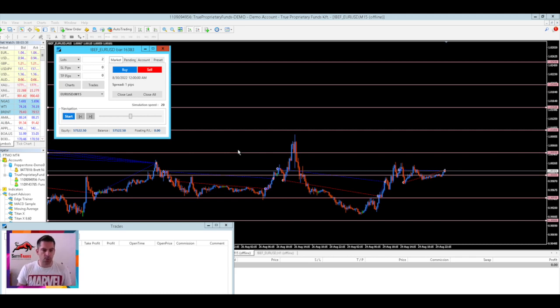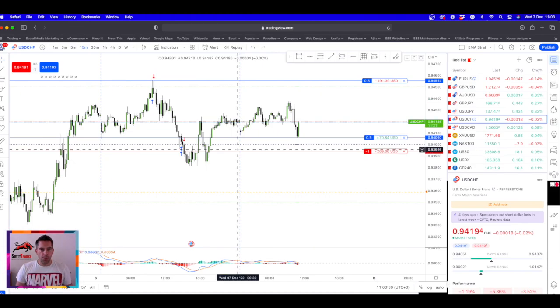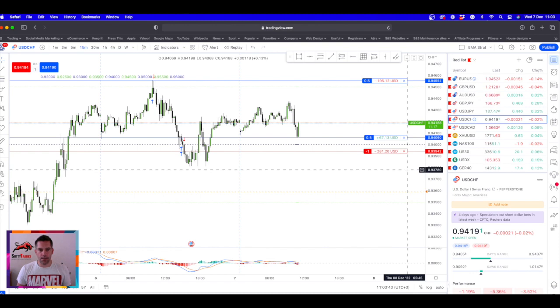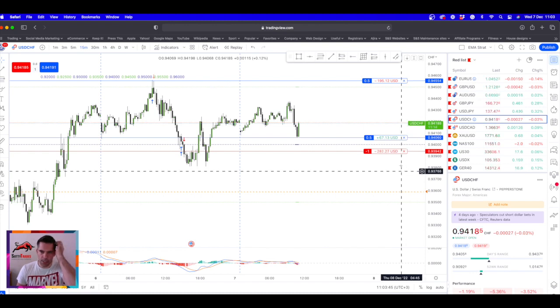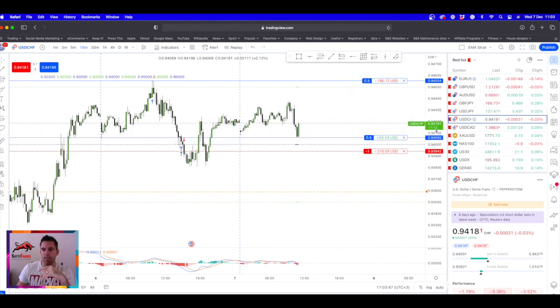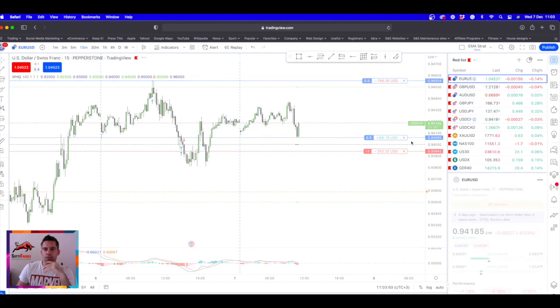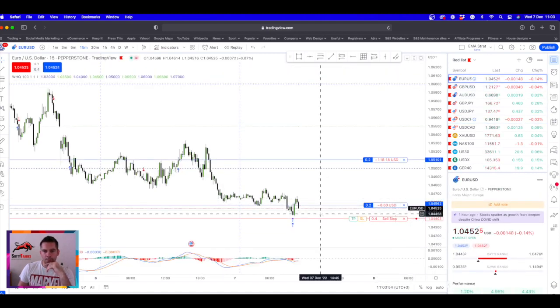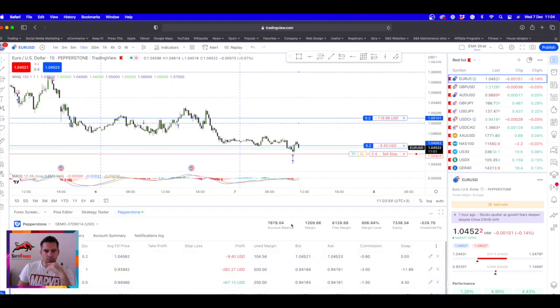Let's just go back to the live market. So here we go. This is the USD CHF. It's kind of just floating around the same place, so not worried about that. The Euro USD. We opened up a new buy, took some profit. So as you can see, we have taken some more profit. 7,878 is our balance. Equity is, I can't remember exactly when we started on that.